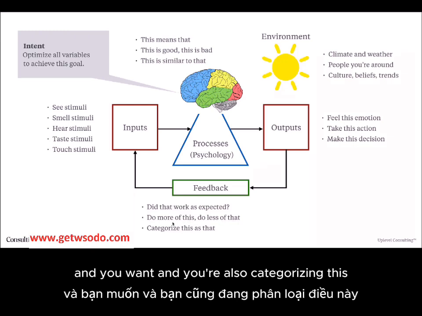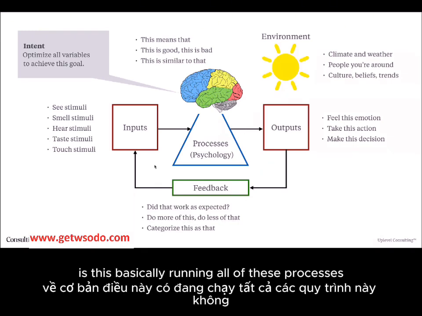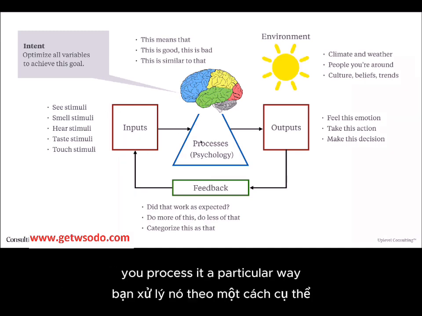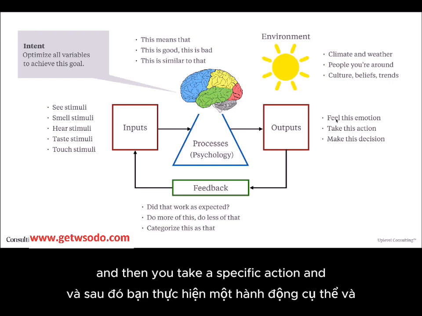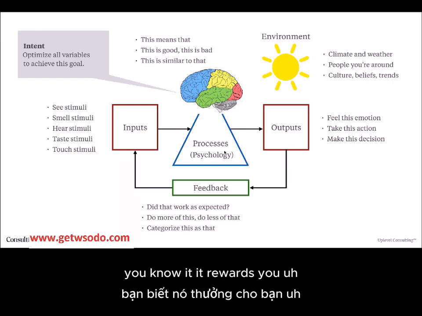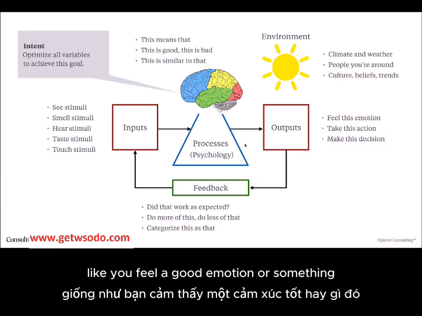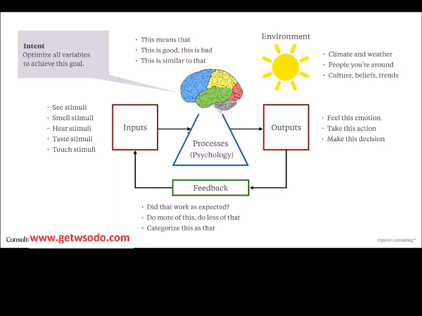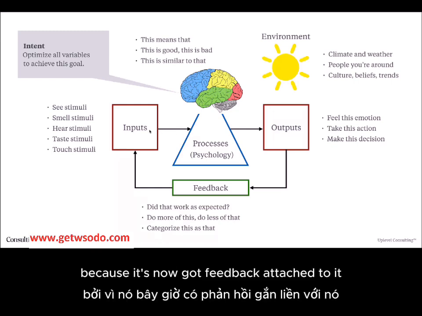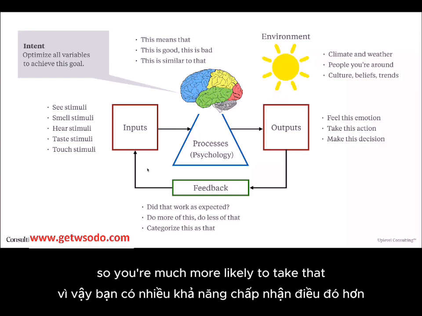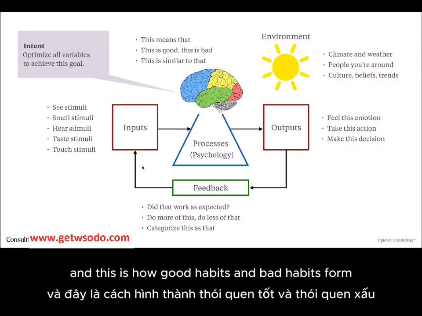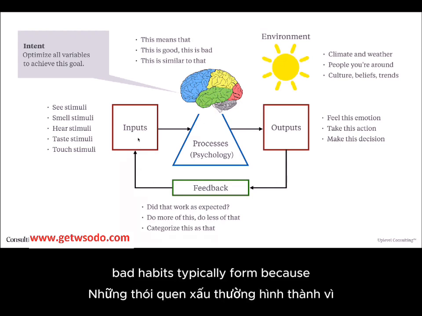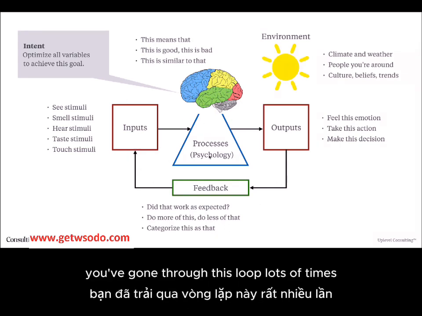And you're also categorizing this as that and that as this, basically running all of these processes. So if you receive an input and you process it a particular way, and then you take a specific action, and it rewards you, like you feel a good emotion or something, that's feedback that then is attaching back to that input. And so next time you see that input, that is much stronger because it's now got feedback attached to it. So you're much more likely to take that. And this is how good habits and bad habits form. Bad habits typically form because you've gone through this loop lots of times.